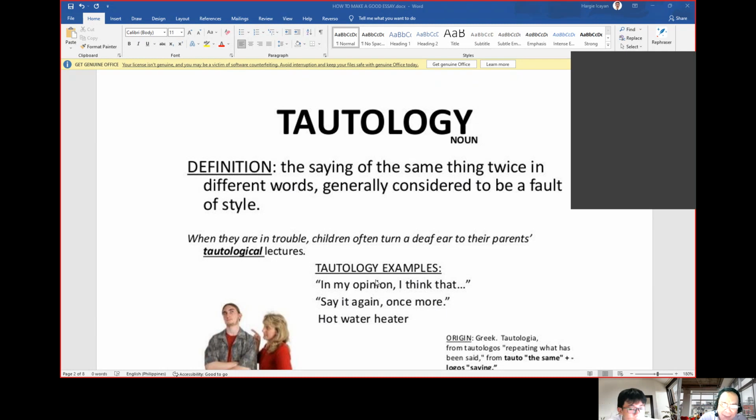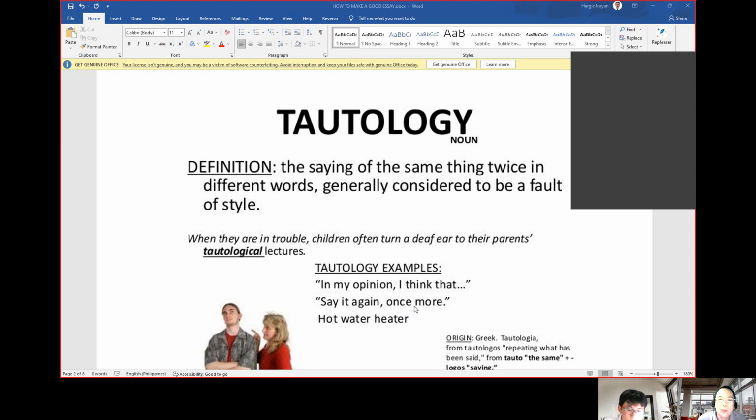Let's say for example, in my opinion, and the other version would be, I think that. Of course, it's the same when you look for the meaning of it. So in my opinion, separated with a colon, then I think that, and a sentence. Or we can say, say it again, once more. When you say it again, it's also once more, right? Or hot water heater. Hot is the same as heater. So you can do that one.